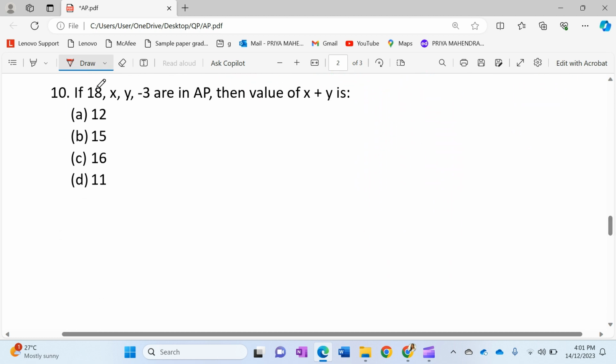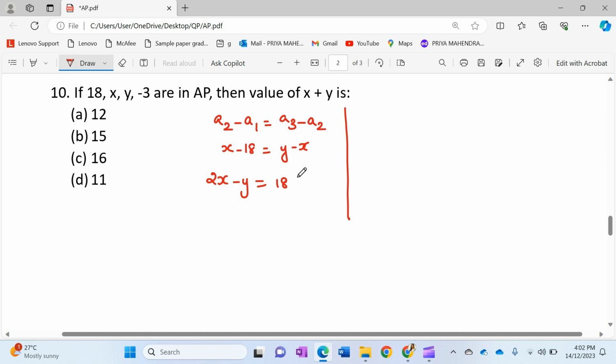Question number 10. If 18, x, y, minus 3 are in AP, then find the value of x plus y. In order to find the value of x plus y, first I need to find separately the value of x and y using the relation a2 minus a1 equal to a3 minus a2. The same concept is applied. So when I subtract the second term minus first term, I will get x minus 18, and third term minus the second term, which is y minus x. So if I take all the x to one side, I will get 2x minus y is equal to 18. Isn't it? So transpose and see whether you are arriving at this equation. Let it be equation 1.